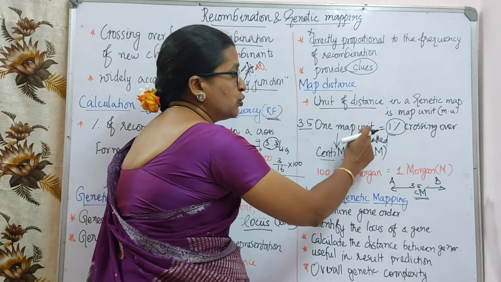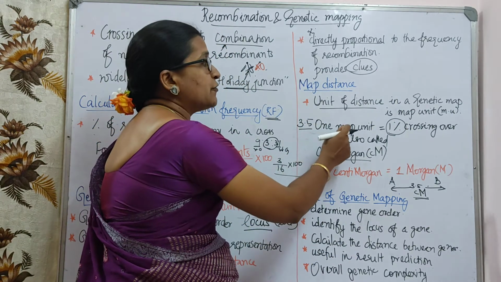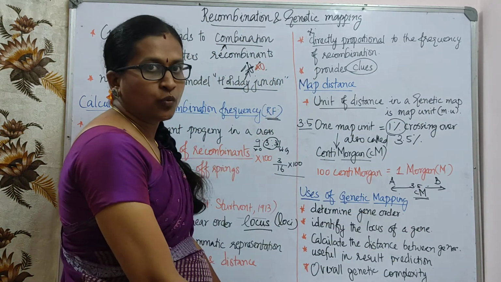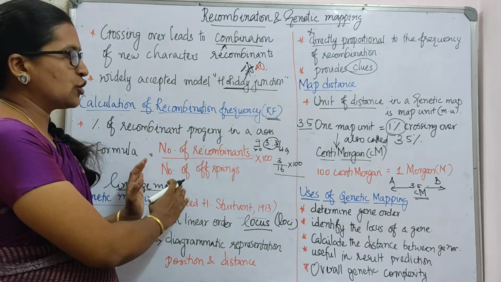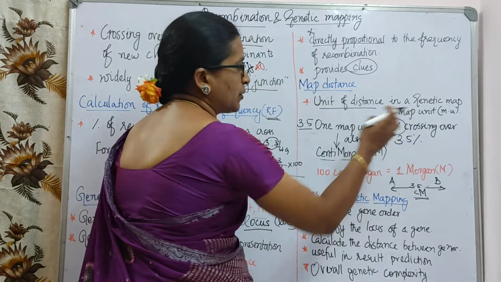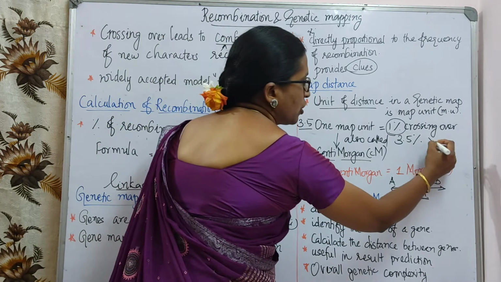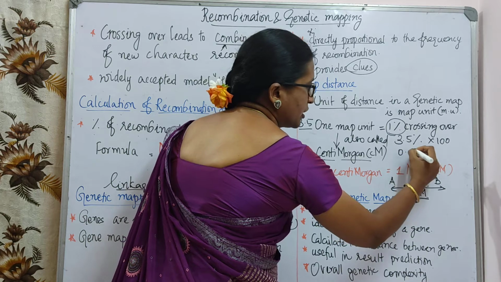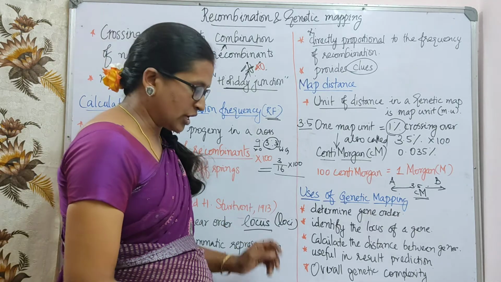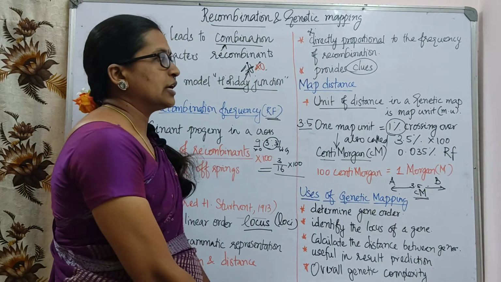So 1 map unit is equal to 1% crossing over. So 3.5 map unit is equal to 3.5% crossing over. Then according to the recombination formula, into 100. Crossing over is 1%, so for recombination we are going to get it in terms of 100. So if it is into 100, what will happen? 0.035, that is 3.5% recombinants. Okay, the recombination frequency, RF, will be like this.